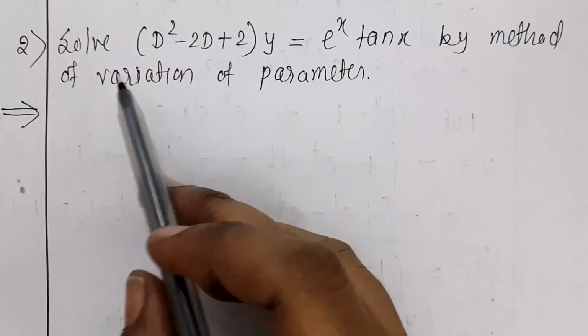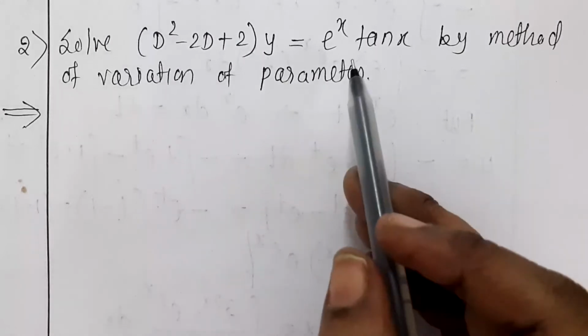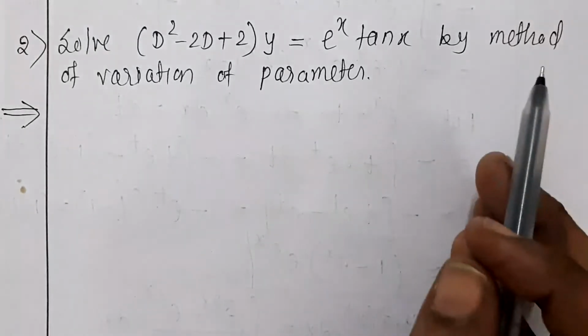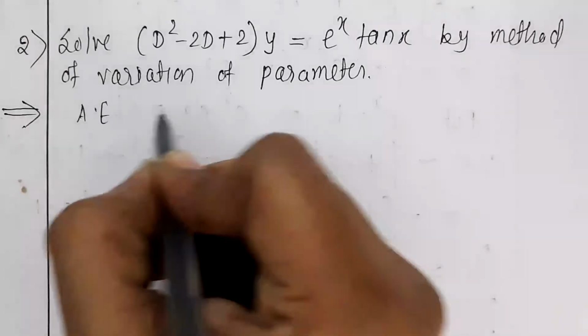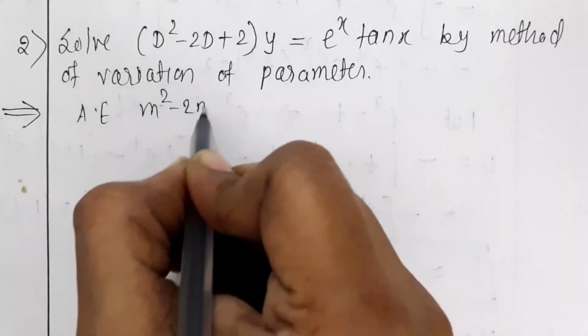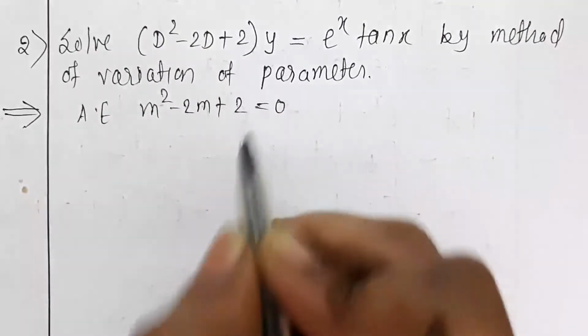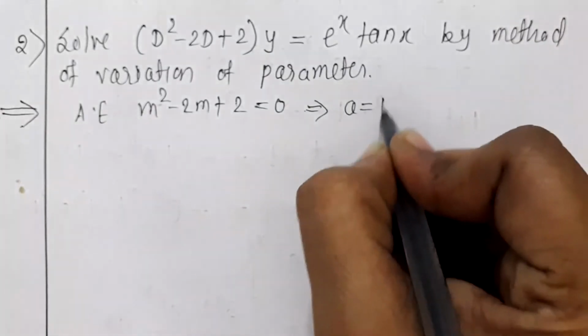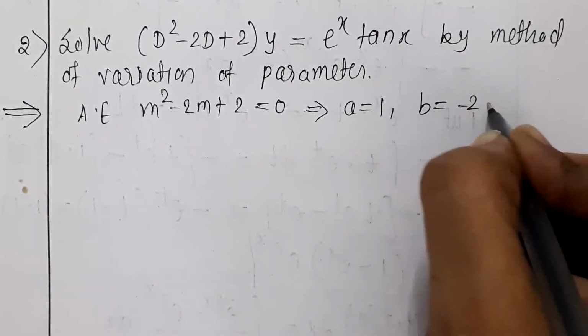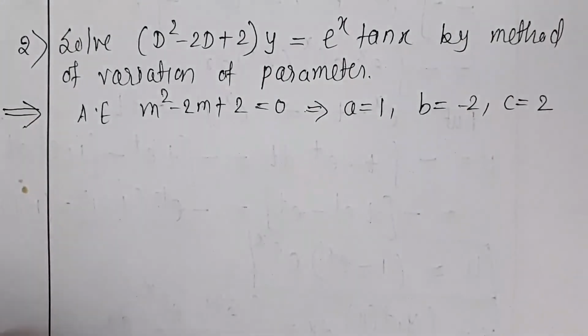Second example is solve D square minus 2D plus 2 into y is equal to e to the power x into tan x by method of variation of parameter. Now first write the auxiliary equation: m square minus 2m plus 2 is equal to 0. What are the roots? Directly we will not get roots. So here a value is 1, b value is minus 2 and c value is equal to 2.